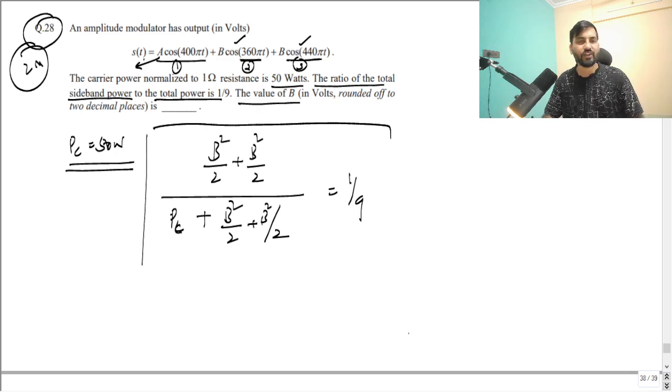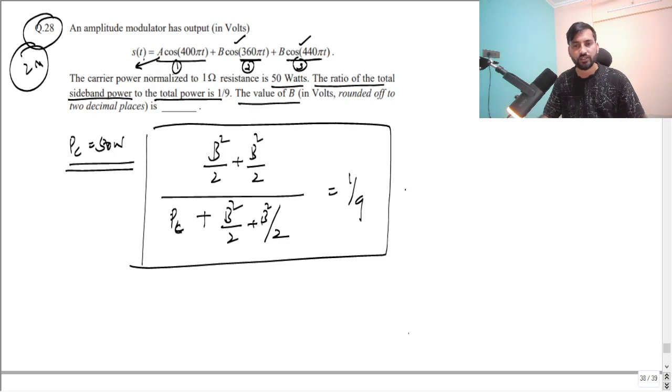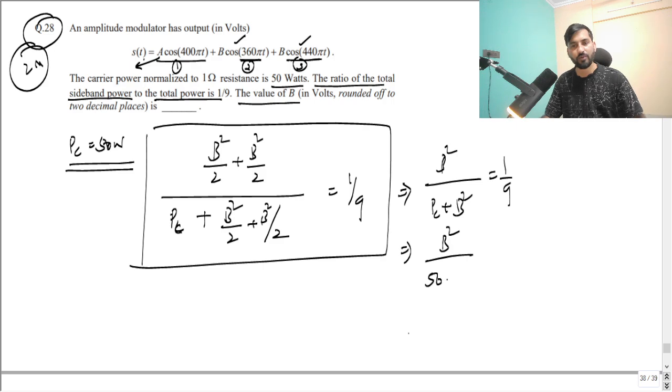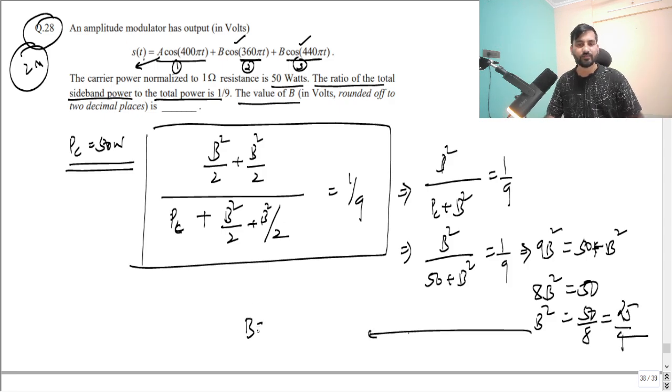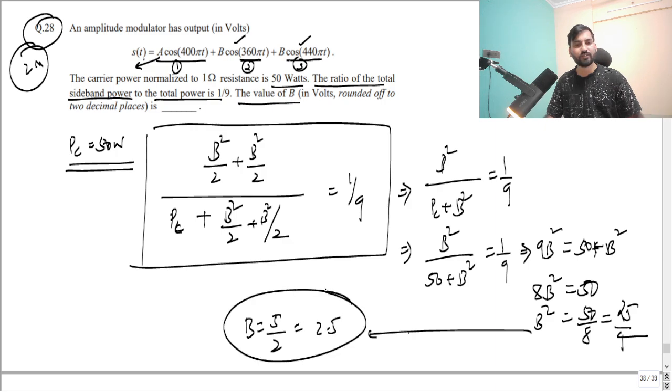Now you just have to simplify this expression. So this is B square upon Pc plus B square equal to 1 by 9. Plug in Pc: B square upon 50 plus B square equal to 1 by 9. Cross multiplication gives 9B square equal to 50 plus B square. Take B square to this side, so it becomes 8B square equal to 50. So B square is 50 by 8, which is 25 by 4. So B is 5 by 2, which is nothing but 2.5. So the answer for this question, to two decimal places, is 2.50, which is 2.5.